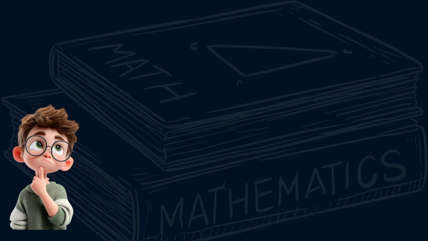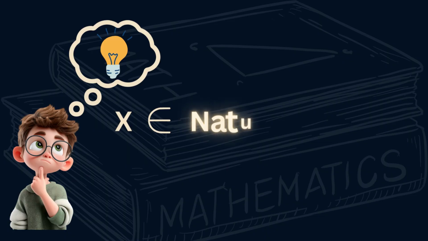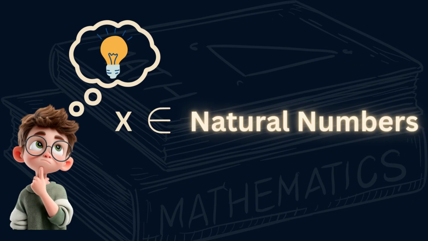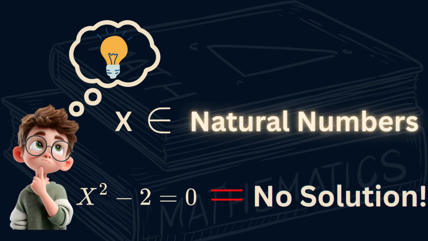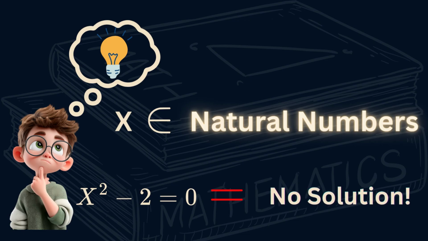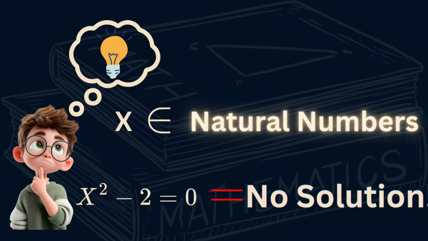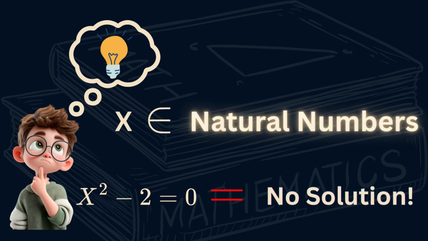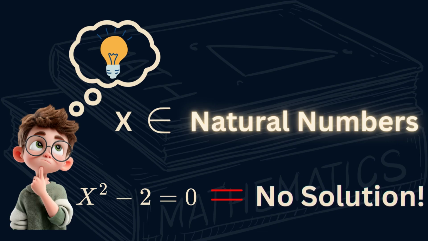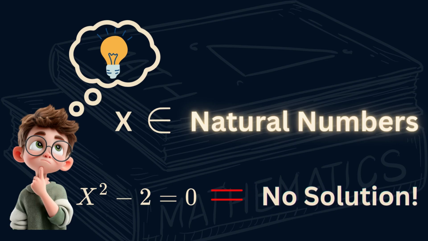Now imagine we restrict the variable like this. x belongs to the set of natural numbers. In that case, the equation would have no solution. This simple example shows why number classification is important. The set of numbers you allow determines whether a solution exists.